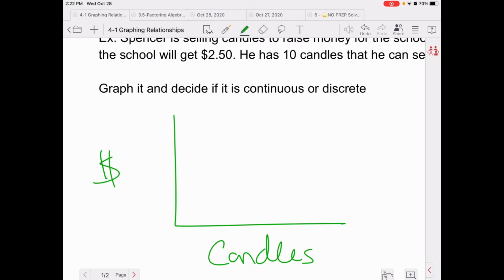So I know that when he sells one candle, he'll make $2.50, right? When he sells 2 candles, he'll make $5, right? And when he sells 3, so on and so forth, right? So it's going to kind of go like this. Okay? That's oddly spaced, so we'll just erase that one.